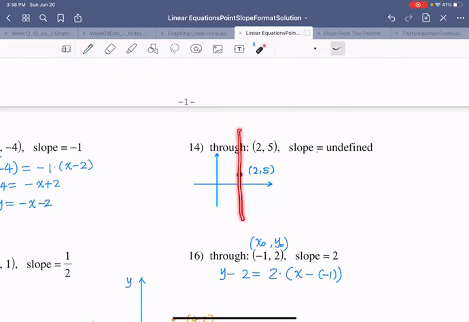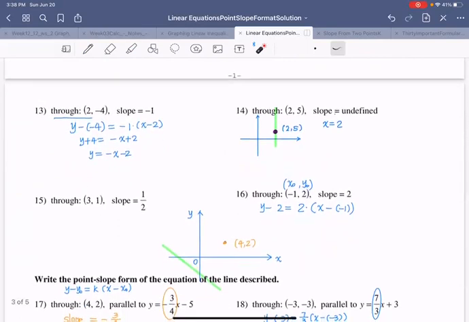What's this line? X equals 2. Yes, x equals 2, okay? All right. Any line, if it's vertical, it must be x equals to something. And this passes through (2, 5), so x equals 2, okay?